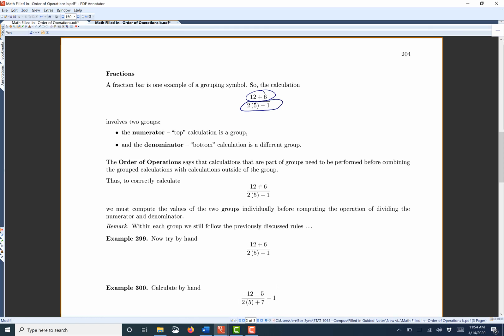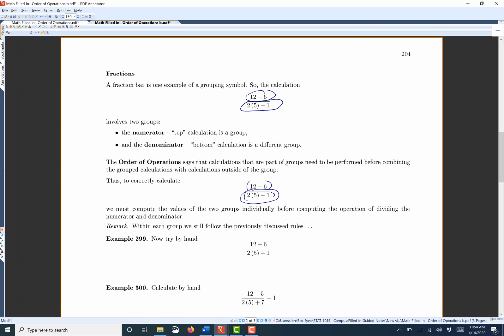So to calculate this, we're going to want to do everything on the top and everything on the bottom separately, and then go ahead and do the rest of it. Now within each group, we still follow the previously discussed rules. So like in this group here, we have multiplication and subtraction. We still have to do multiplication first.